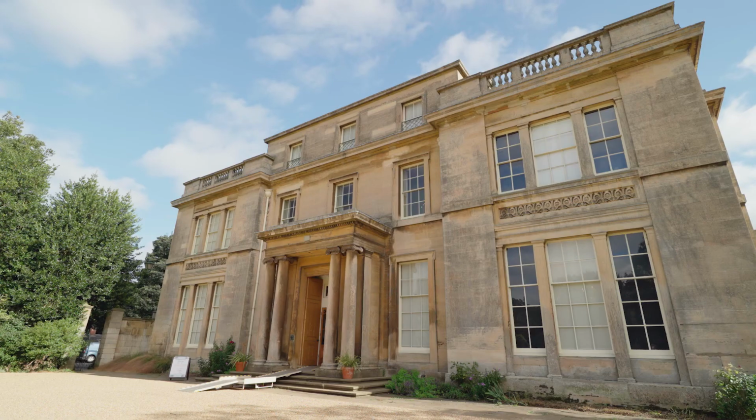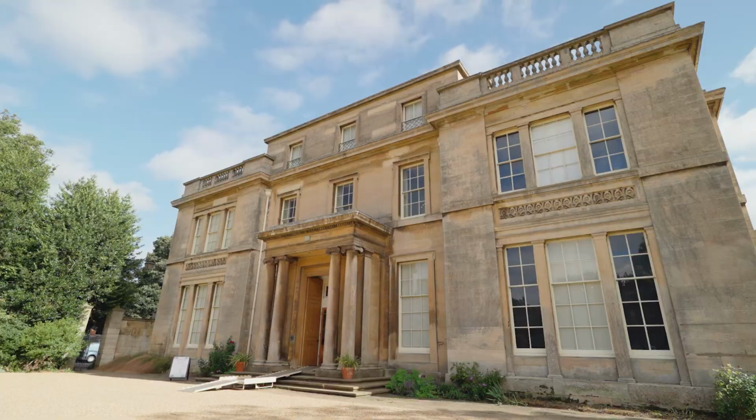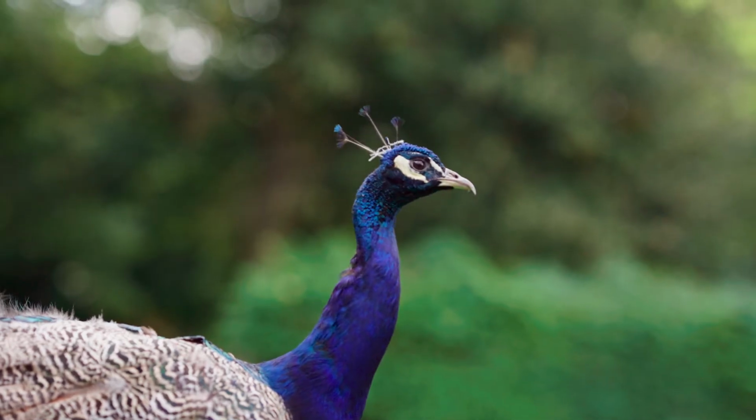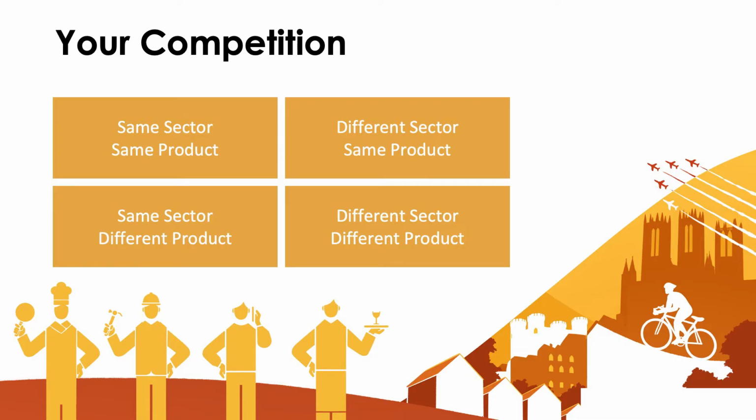So I'm here in the stunning Normanby Hall, which is a museum and country park. So to them, maybe there is another museum that offers a really immersive experience, something that you can totally get involved in. It might be really super interactive for all elements of the family. So that would be a different sector, but the same product. If it's in the same sector but a different product, it might be an art gallery that would compete with the museum element. So it's likely to attract the same type of person.